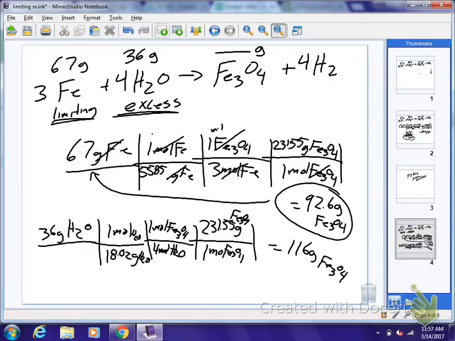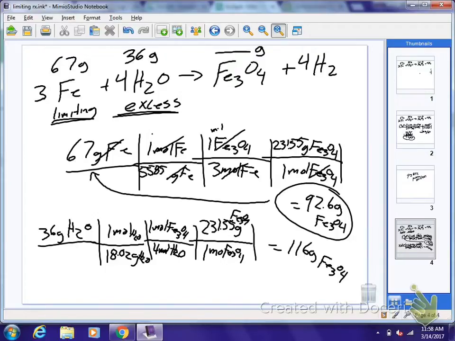For B, what's the mass of iron oxide? Well, it'd be the one with the lesser amount. Any questions? So you just got to do two setups. All right? The third one is the most difficult one for students to get right on a test.